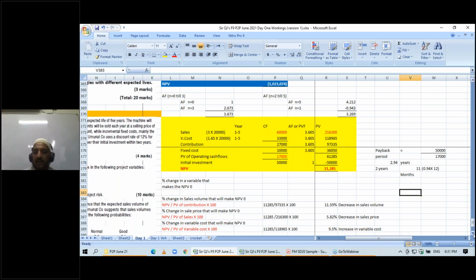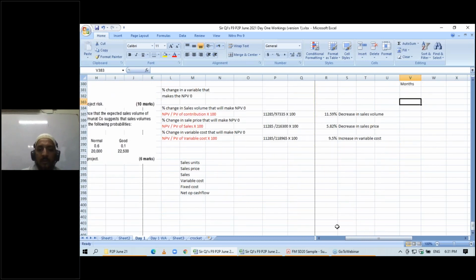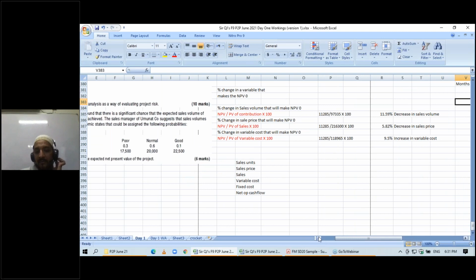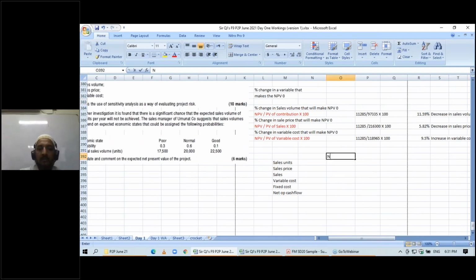Okay. So let's move on to the expected value calculation. So what they say, that there are 3 situations: poor, normal, and good. 3 possibilities. So when there are various possibilities, you can calculate an expected value. So the sales units in poor condition are 17,500. In normal condition, it is 20,000. In case of good condition, 22,500, right? And the sales price is 3 in all cases.